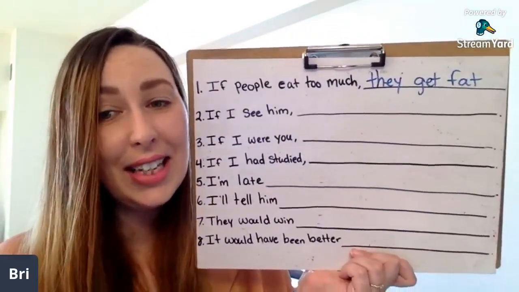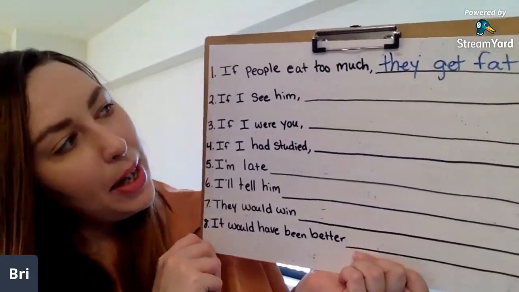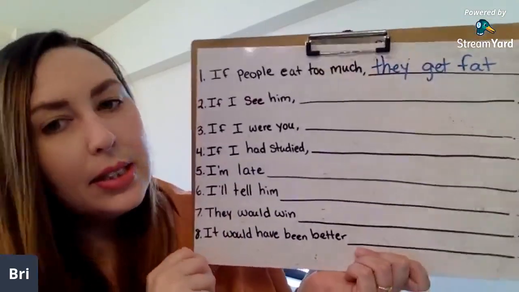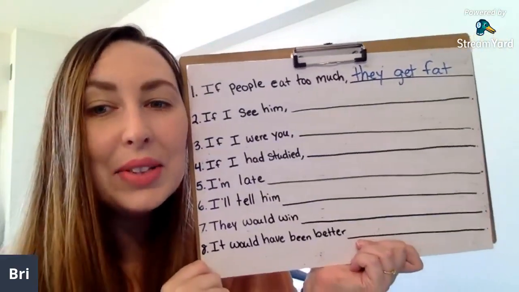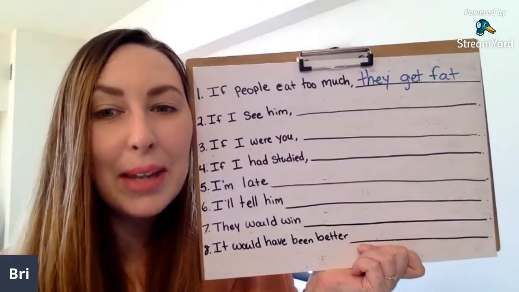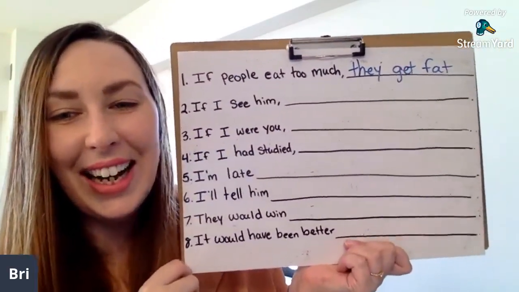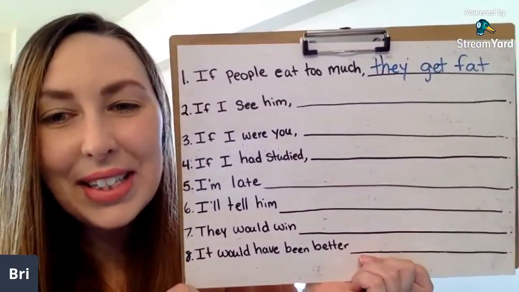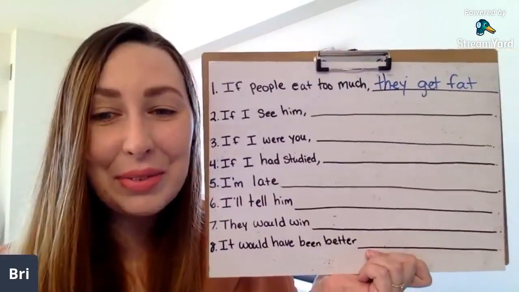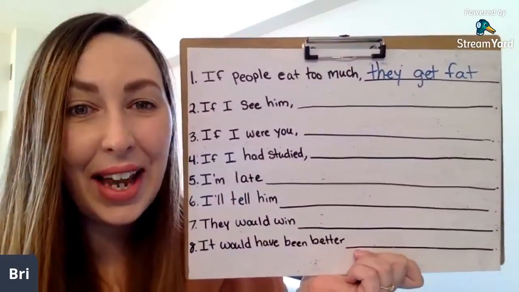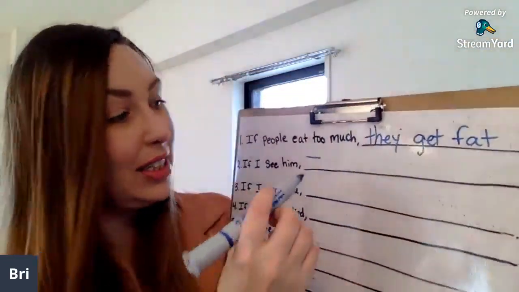Very good. If I see him, I am happy. Yeah, maybe I should, if I see him, I will talk to him. Very good. I will be happy. Very good. I will give him my lunch. Okay. If I see him, I will slap him. Oh my goodness. I'll give him a big hug. Very good. Okay. So if I see him, we'll use the first conditional.